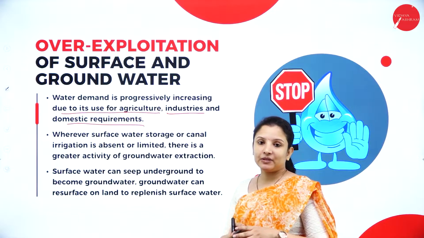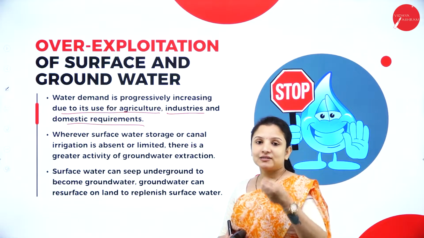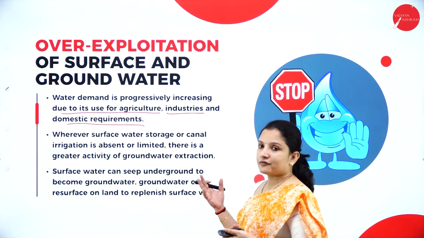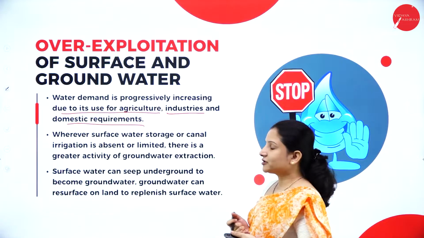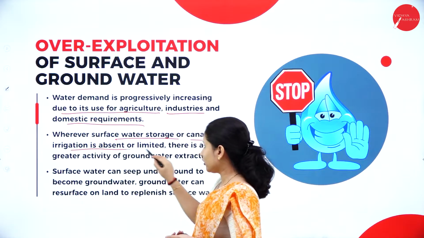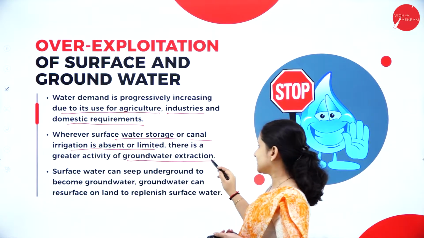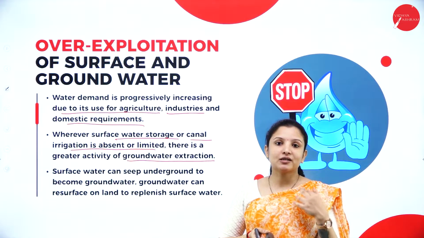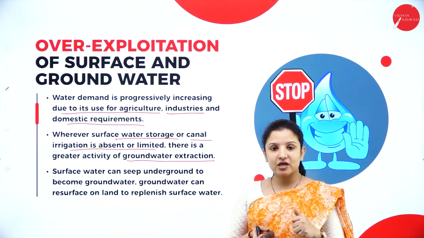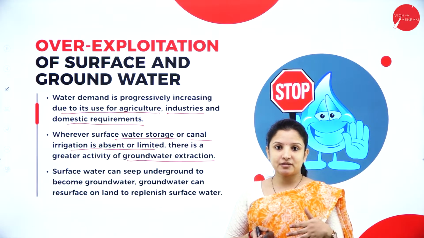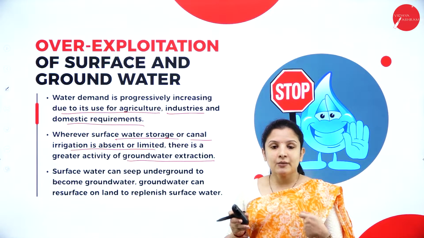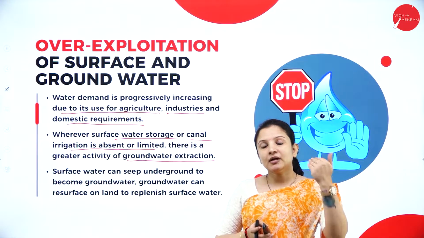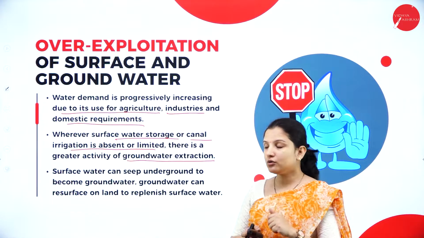And when the surface water completely gets diminished or is reducing, people will start depending on the groundwater in the form of wells and in the form of bore wells. So that is how they make use of the groundwater as well. So wherever surface water storage or canal irrigation is absent or limited, there is a greater activity of groundwater extraction. As I told you, in some places they will not have surface water, that is rivers, ponds, lakes, etc. So at that time, where will they get water for irrigation, for domestic purposes, for industrial purposes and all that? They will start digging wells, they will start boring bore wells, right? So when the surface water is not available, they will start to utilize the groundwater as well.